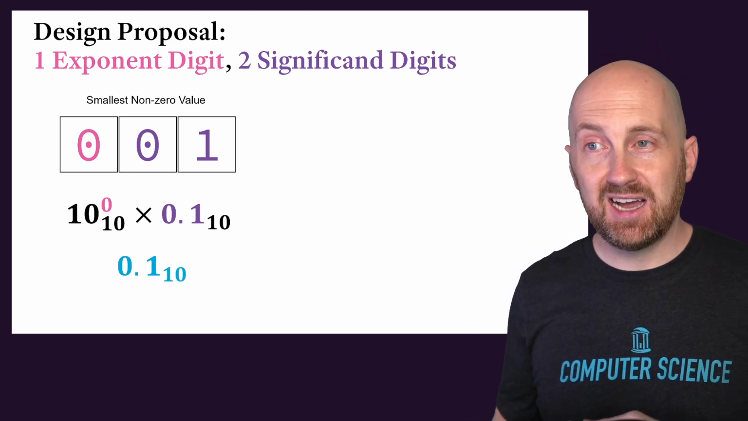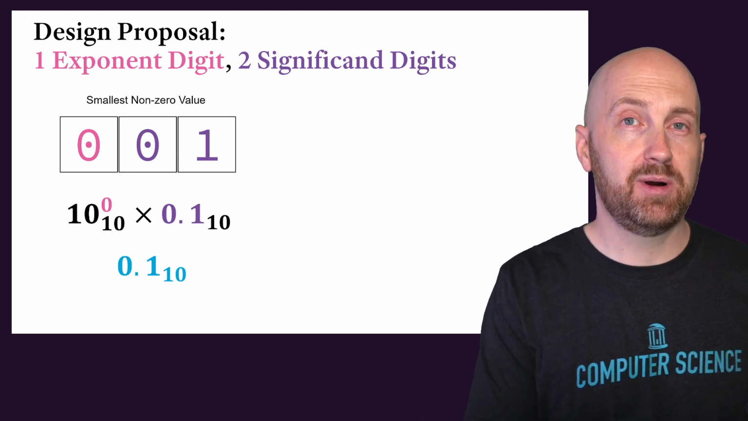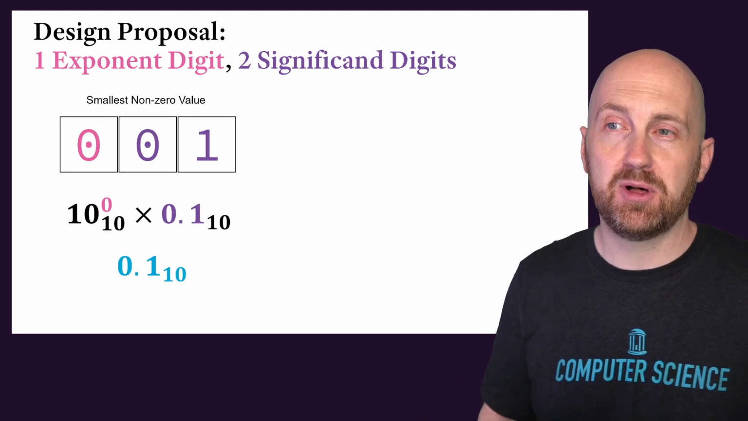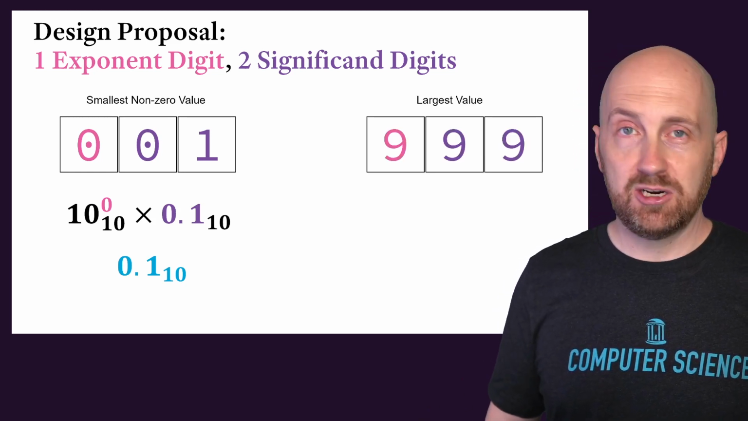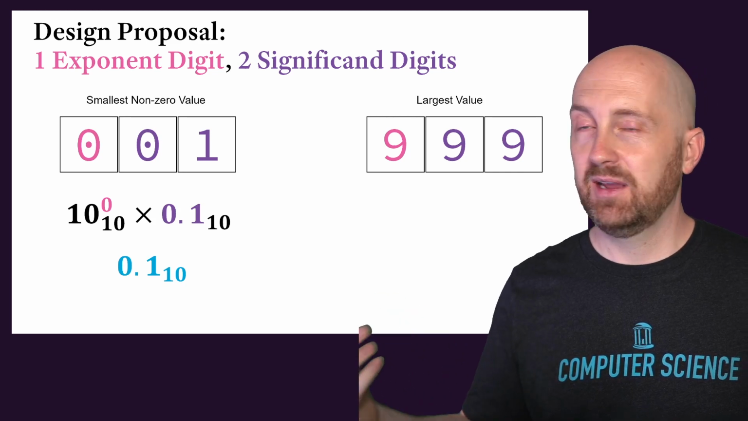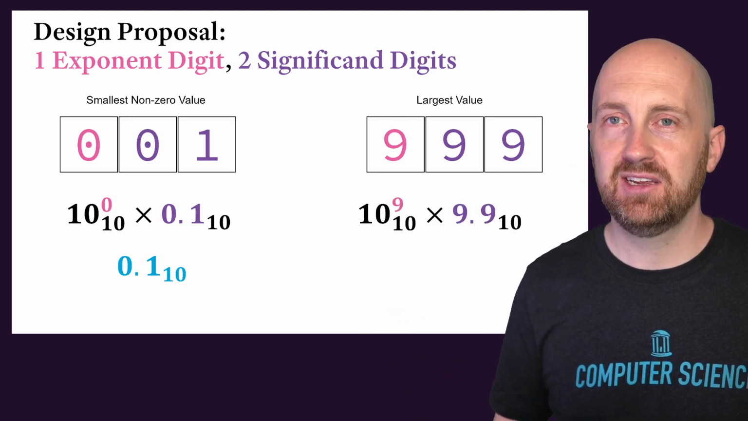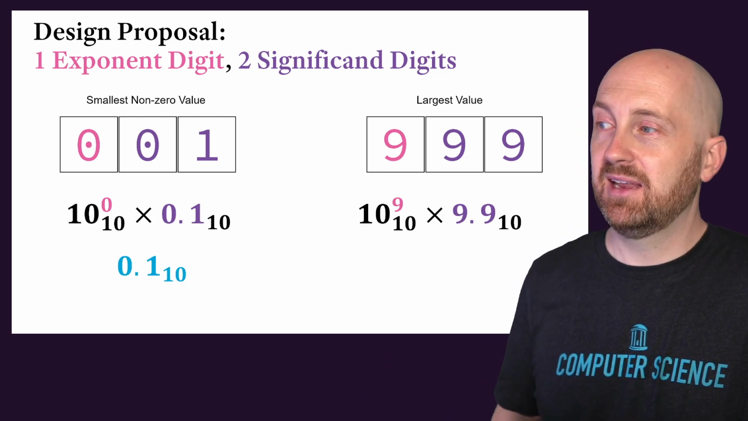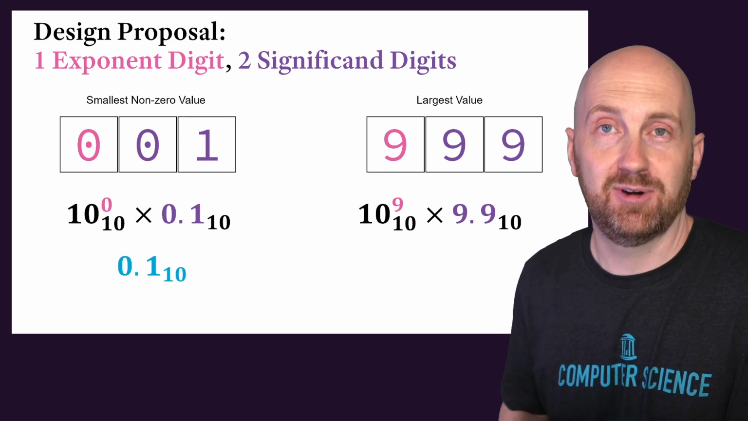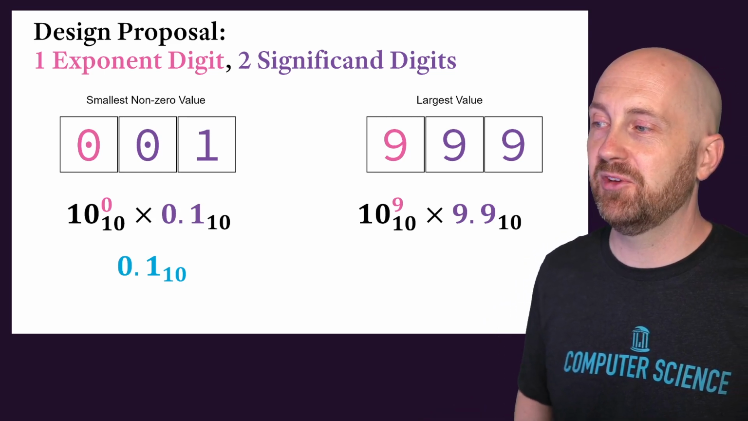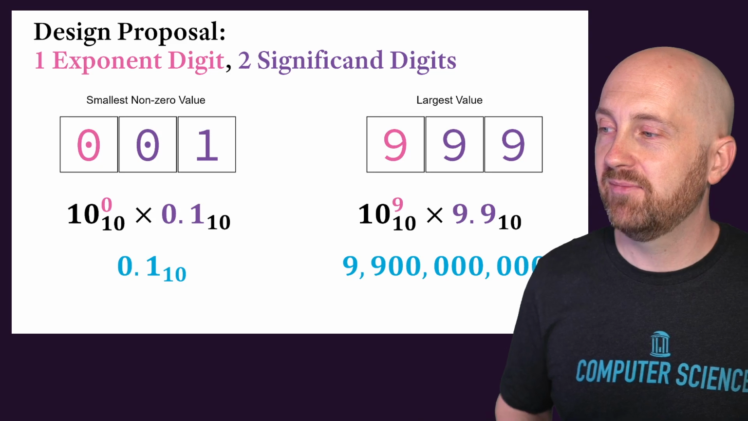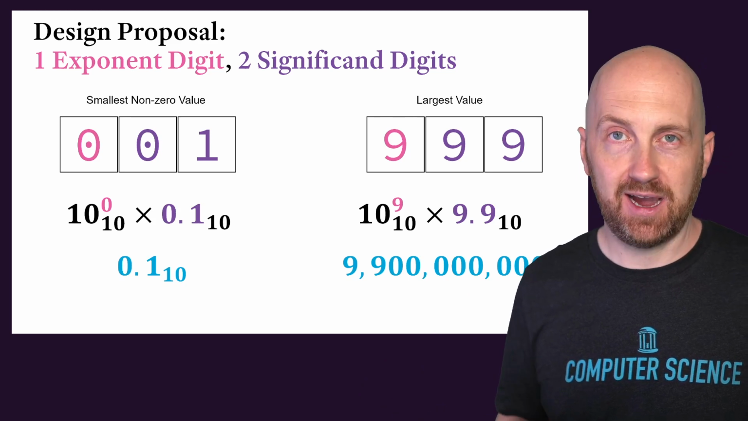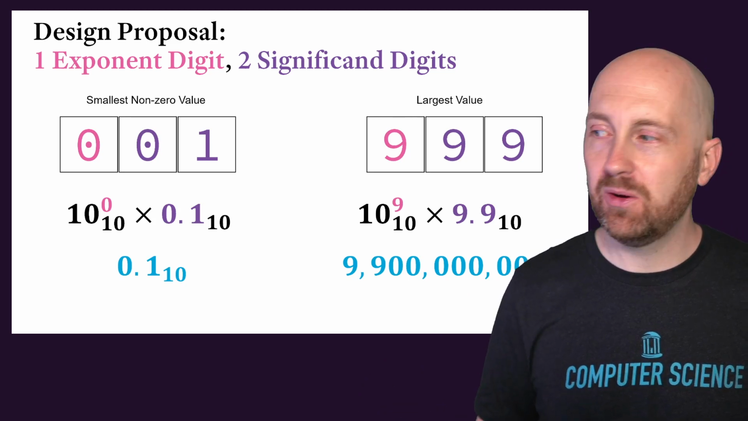So notice this is not as small a number as we could represent before. Before we could represent 1/100th. Here we can only represent 1/10 as the smallest non-zero value. The largest value is 9 in the exponent position and 9 in the significant digits. Well, once again, this is going to have a very different interpretation and meaning than 999 in the previous system. A much different interpretation, because look at this. We're saying 10 to the 9th multiplied by 9.99. So we have 9.9 billion as the largest value that this proposal can encode, right?